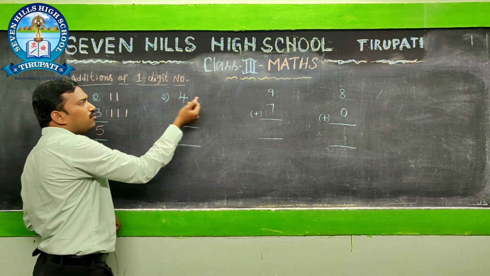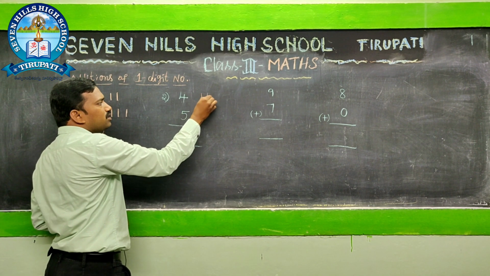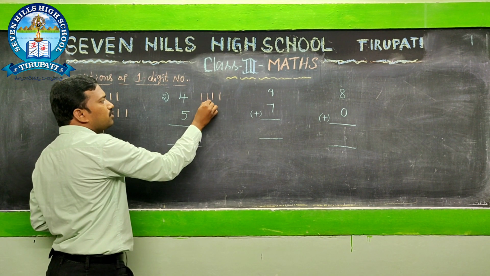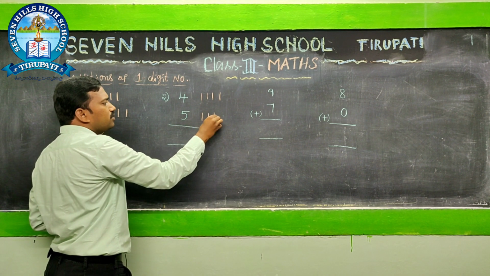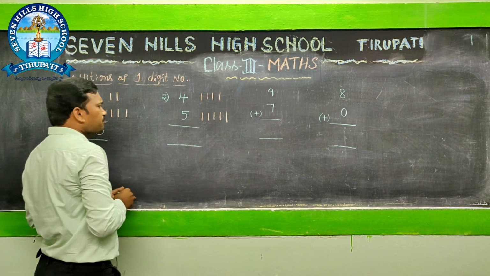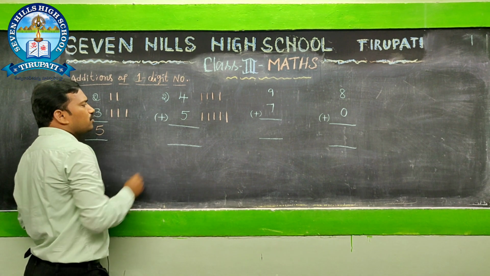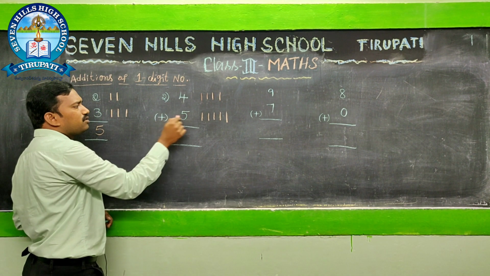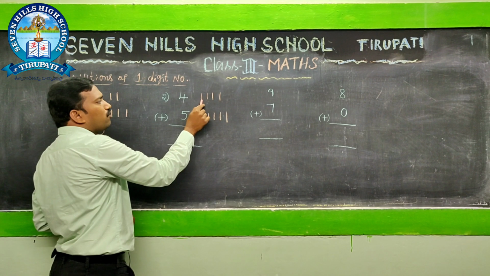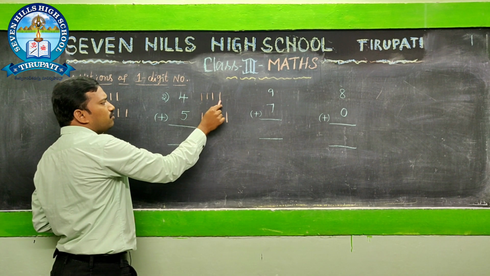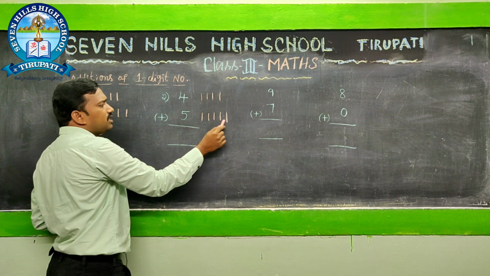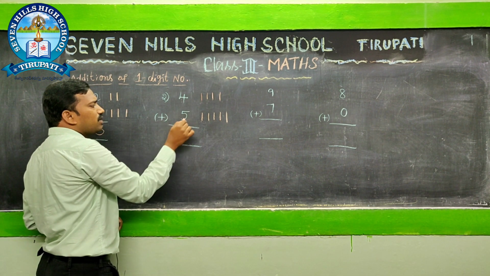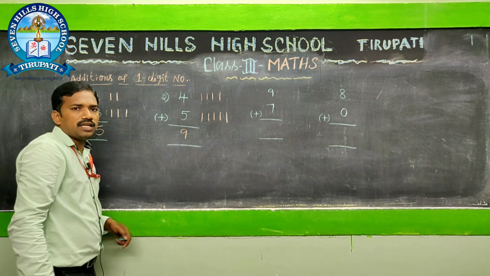Now 4 means 4 lines, right? 1, 2, 3, 4. 5 means 5 lines. 1, 2, 3, 4, 5. Now we are adding 4 plus 5. How much? 1, 2, 3, 4. 4, after that 5, 6, 7, 8, 9. So 4 plus 5 is equal to 9.